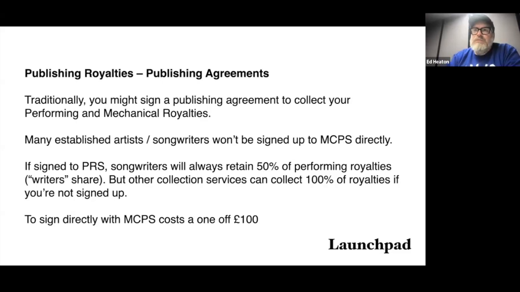Quite a lot of distributors now, like CD Baby and TuneCore, say they'll collect those royalties for you. Things like Centric also offer short-term deals for them to do that. So there are ways of getting your mechanical royalties without necessarily signing up to MCPS. Obviously, if you get people to collect your royalties for you, they are going to want a percentage though. To sign directly with MCPS costs a one-off fee of £100.